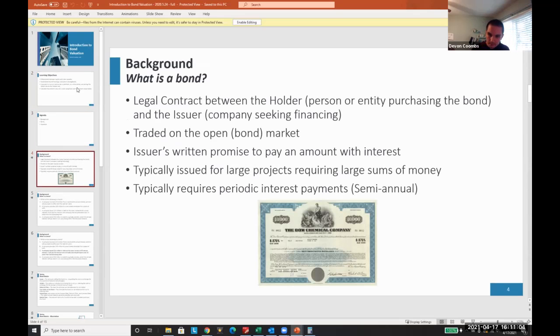So what are bonds? There's a lot of confusion here. Most people think of bonds as treasury bonds. You get it from the government, right? Like you hear about the 10-year treasury rate or the 15-year treasury rate. Those are a type of bonds. But what a bond is fundamentally, it's a debt contract. It's a legal contract between a holder, a person or entity purchasing a bond, and an issuer, a company, or it could be a government or any kind of agency seeking financing. It normally has very similar structuring to a mortgage, except they do semi-annual payments instead of monthly payments.